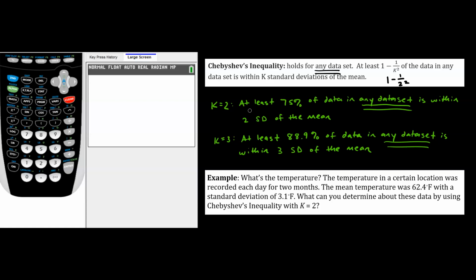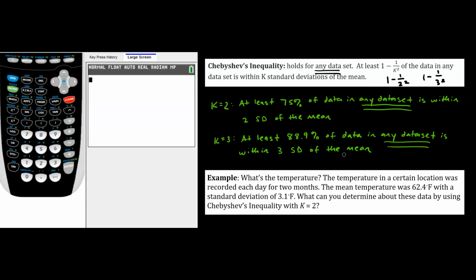So we're able to say at least 75% of the data in any data set is within 2 standard deviations of the mean. And when I plug k equals 3 in, I got 1 minus 1 over 3 squared, and that's 1 minus 1/9, which is 8/9, and 8/9 is 88.9%. So we also have the statement that at least 88.9% of the data in any data set is within 3 standard deviations of the mean.